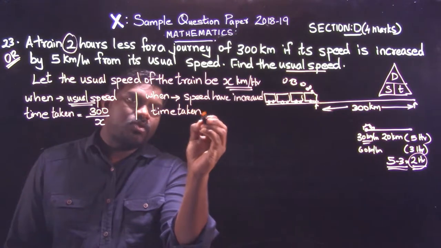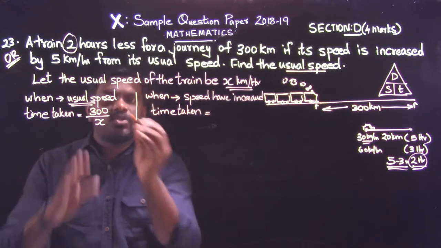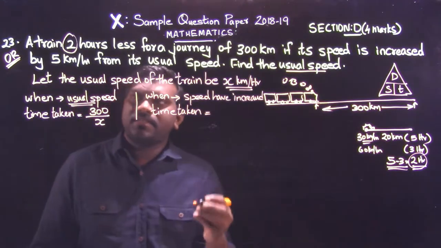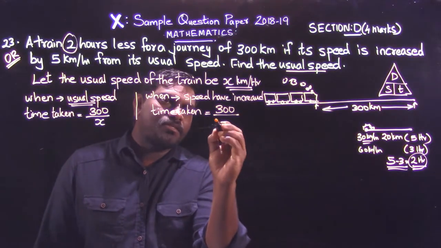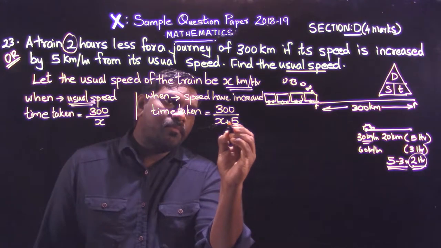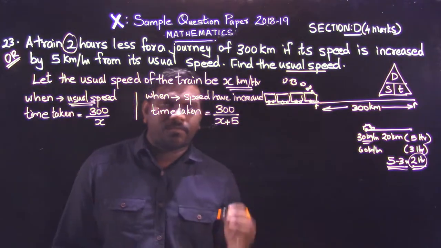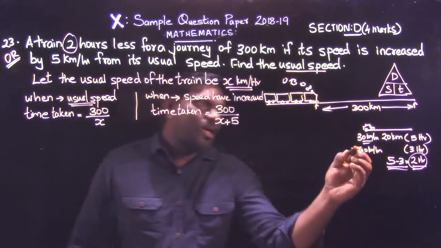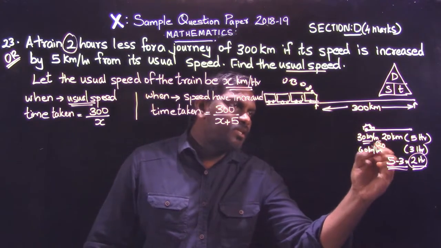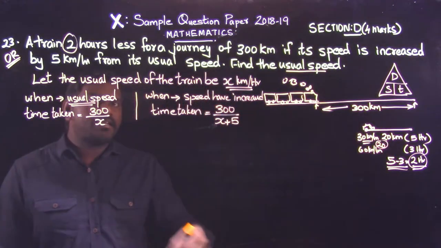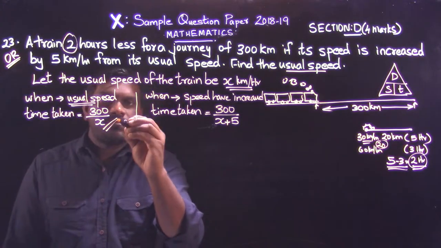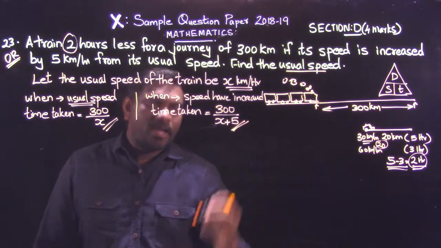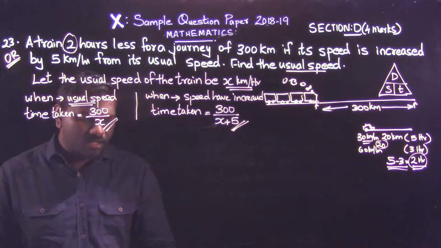It would be, as you know, less than the usual time, right? Because you have increased the speed. So the time taken for the same distance would be this time. There is some term x plus 5. Here I have increased the speed by 5, as in the same case over here. So here we got the time in the usual case, and when you increase the speed, you got the time here.